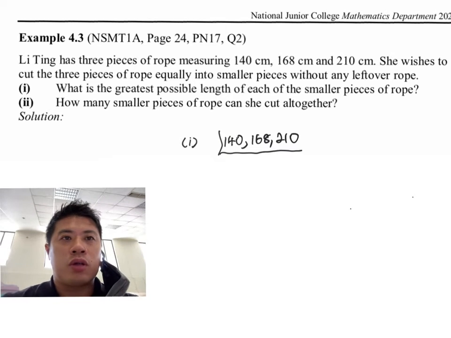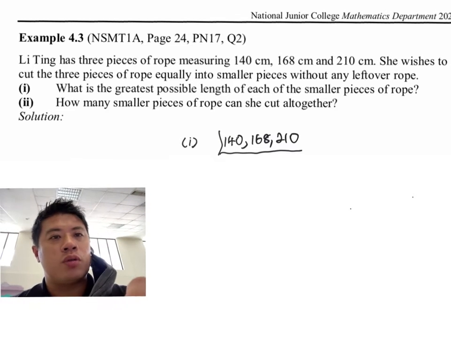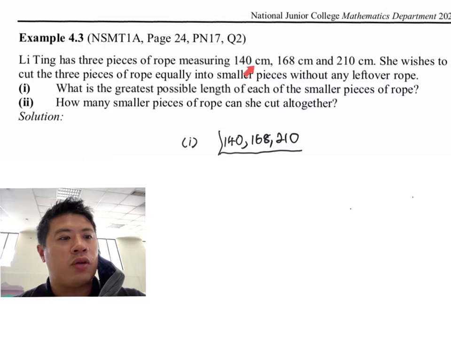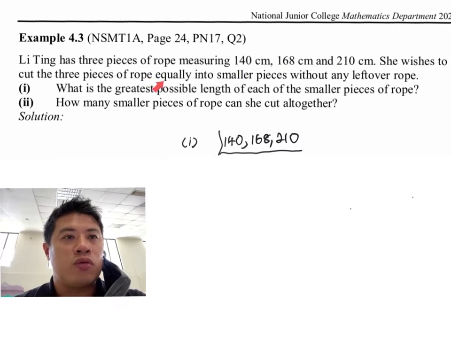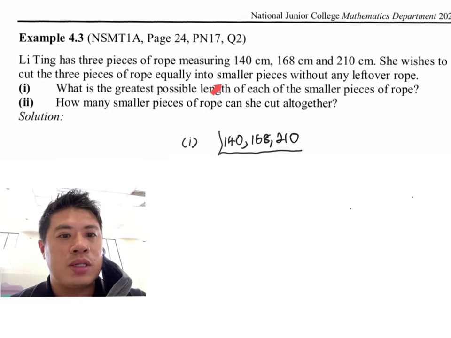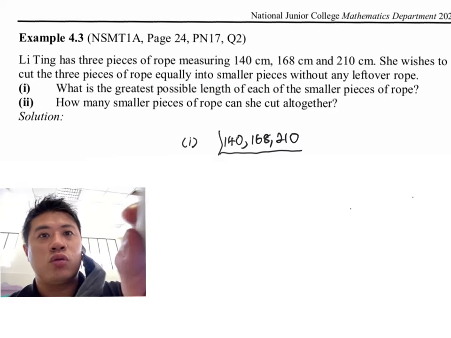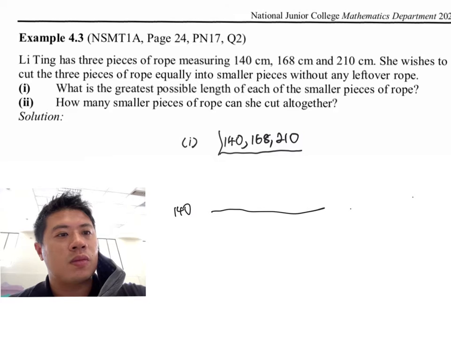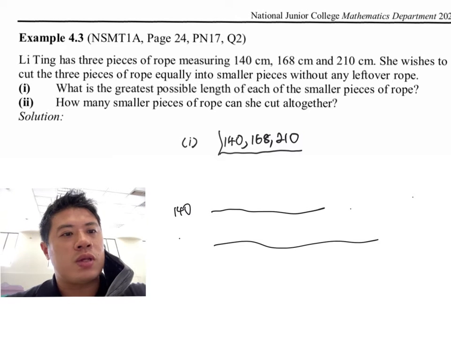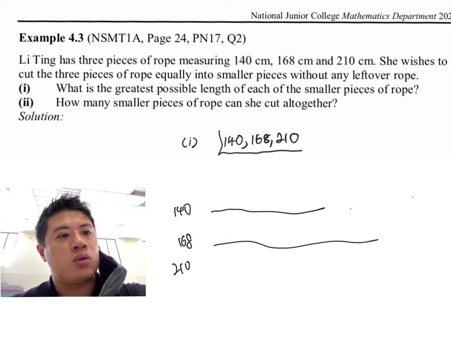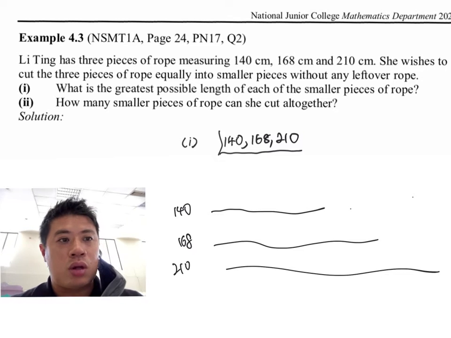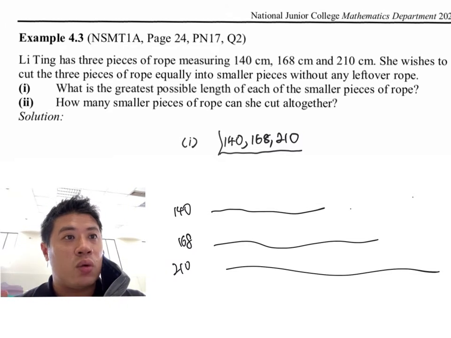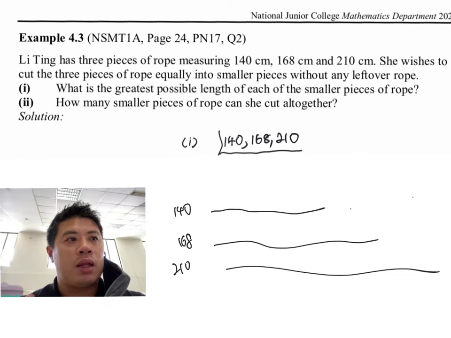Okay, so for this question, you are looking at Li Ting, who has 3 pieces of rope measuring 140, 168, and 210. Now, you want to cut these 3 pieces of rope equally into smaller pieces without any leftover rope. So if I have 3 ropes, one is 140, the other one is 168, and the other one is 210, and you want to cut them into pieces equally without any leftover rope.